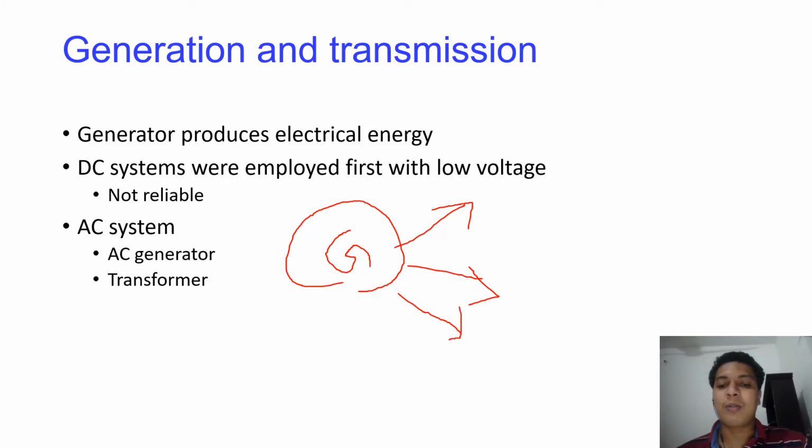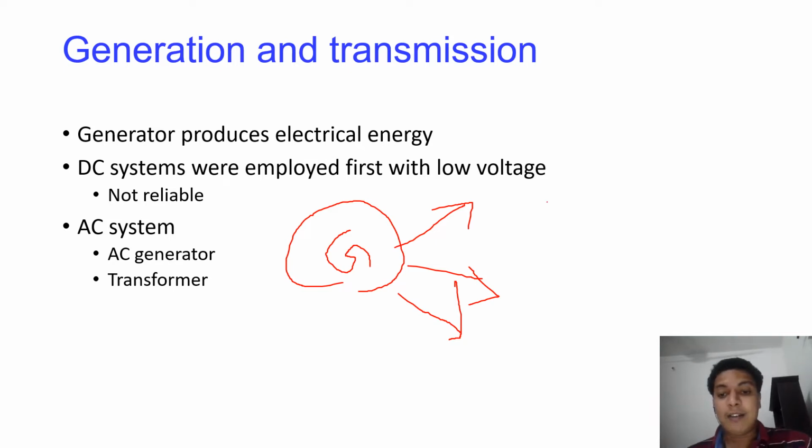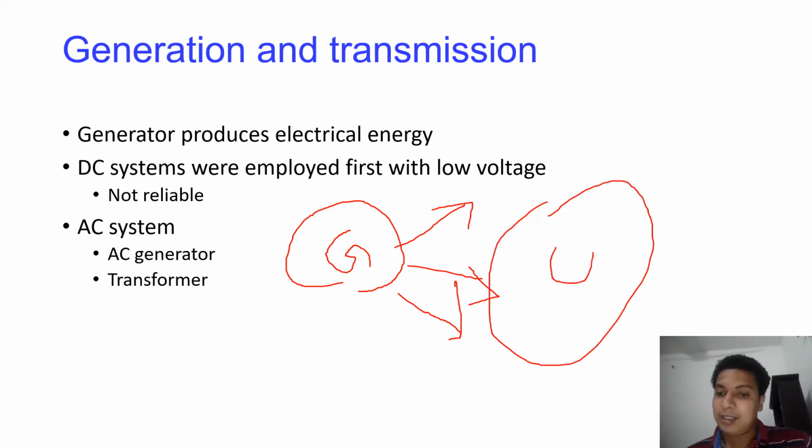You know about the story of Edison, Tesla and all. We have the generator unit and the consumer unit, so this kind of structure is already there for the power system. At first, whether it was the Edison system or the first power plant or power station, they were using DC systems. So DC systems were employed first, and the thing was they were using low voltage.